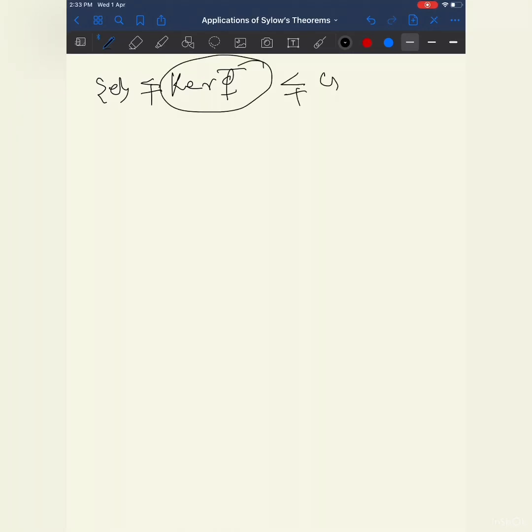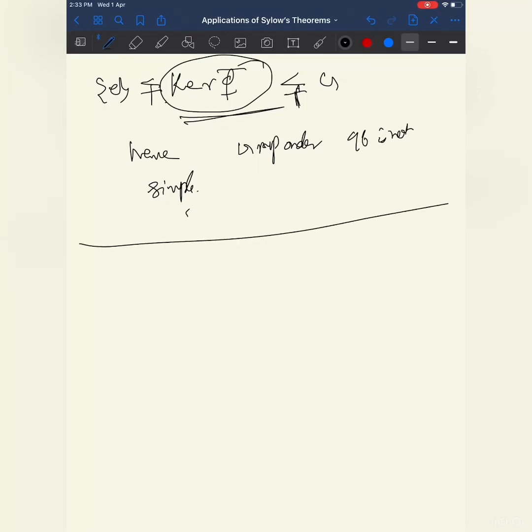So this is a normal subgroup. We know that every homomorphism kernel is a normal subgroup, and every normal subgroup is the kernel of some homomorphism. So this is the required normal subgroup, and hence a group of order 96 is not simple. Because we proved there is a non-trivial proper normal subgroup, it is not simple. So we are done.